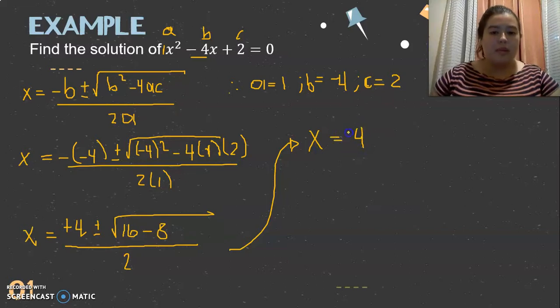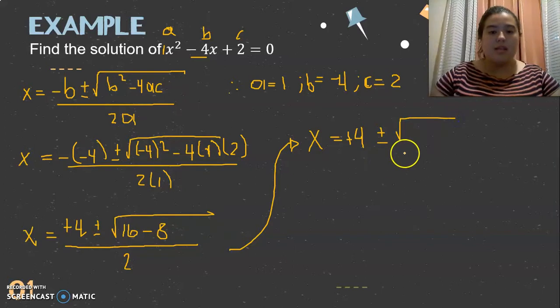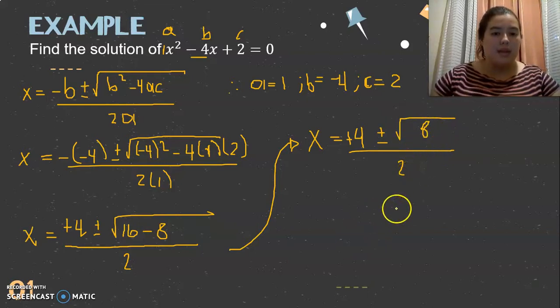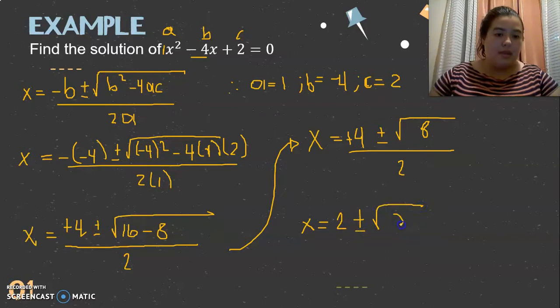If you want to write positive 4, no problem. So positive 4, plus or minus, because we can find two solutions, positive and negative. That's why we have to write plus and minus. And 16 minus 8 equals 8, and then divided by 2. Now if you calculate the square root of 8 on your calculator, it is in decimal form, so we have to write the same value, okay? So x equals 4 divided by 2 equals 2, plus or minus the square root of 8.